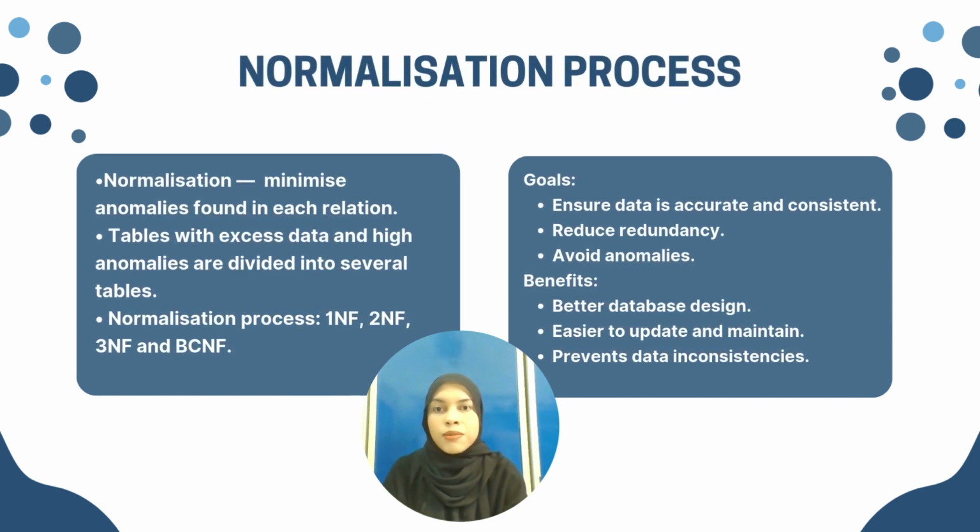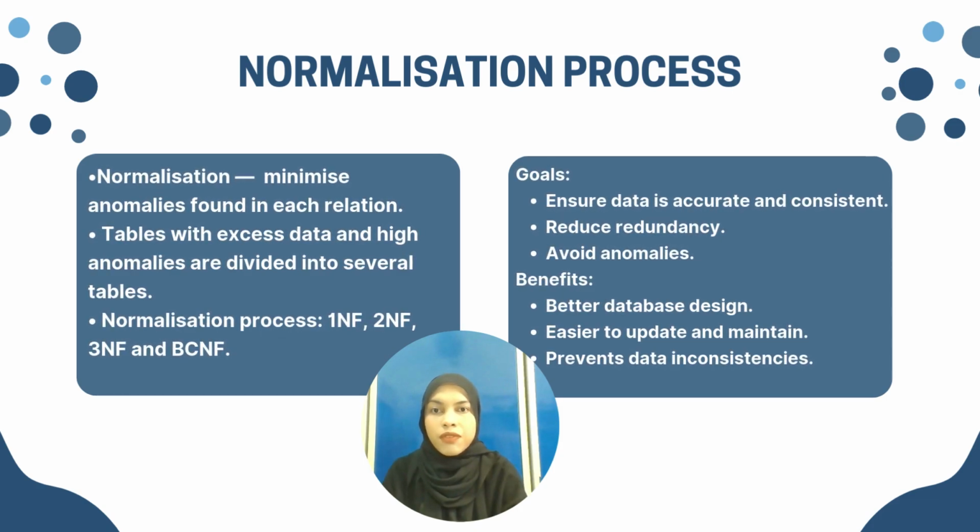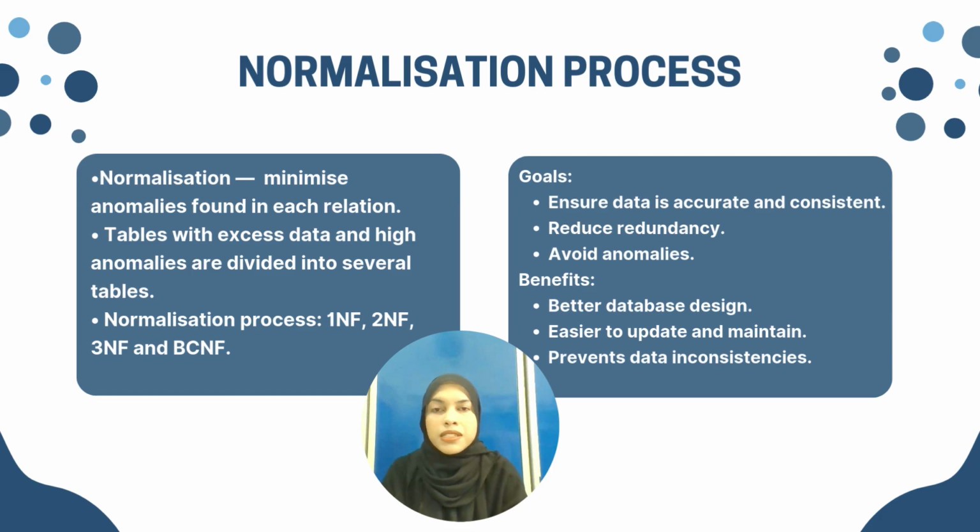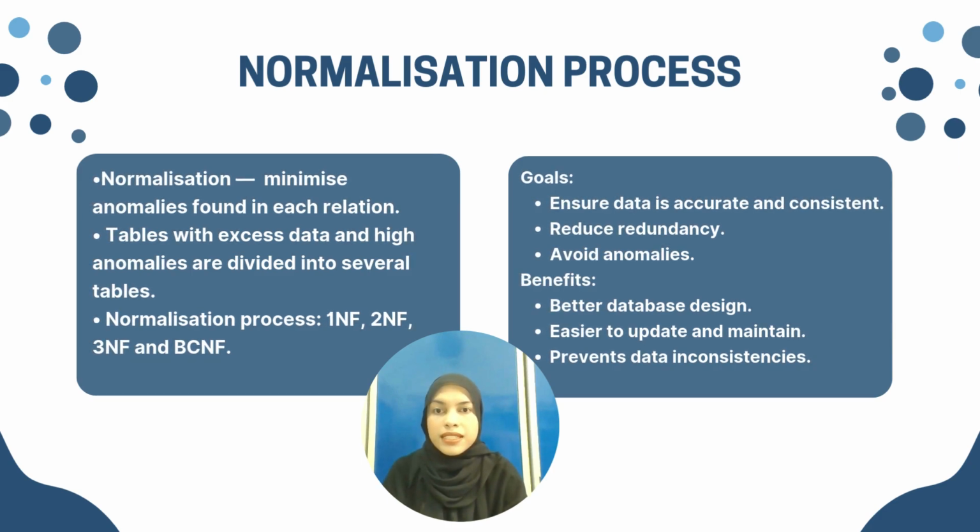Normalization process. Normalization minimizes anomalies found in each relation. Tables with excess data and high anomalies are divided into several tables. Normalization process has 1NF, 2NF, 3NF, and BCNF. The goals are to ensure data is accurate and consistent, reduce redundancy, and avoid anomalies, so that the benefits are better database design, easier to update and maintain, and prevents data inconsistencies.